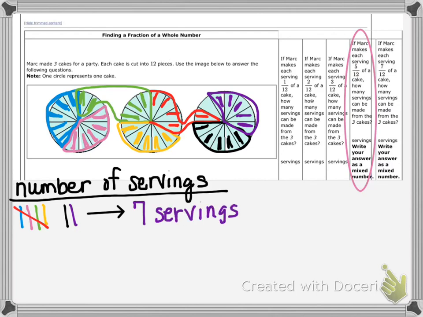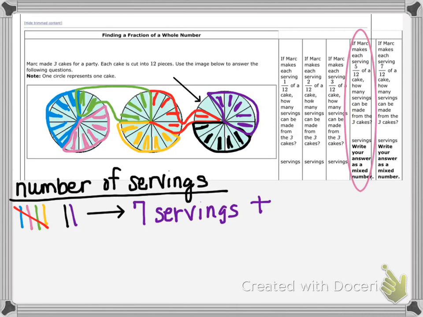So let's write down what we have so far. So far we have 7 servings of cake, but I still have that extra slice. So I have 7 servings plus a little bit more. So I have to figure out how to identify that little bit more. And so there it is. I've drawn an arrow to it. So I have that 1 piece of cake.